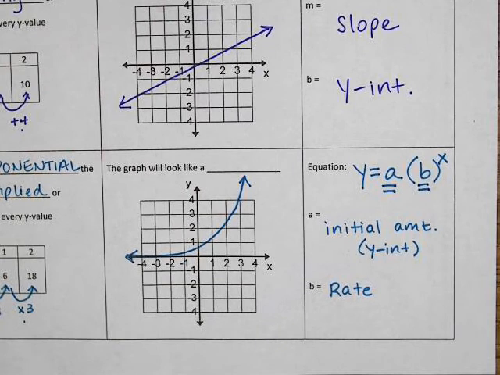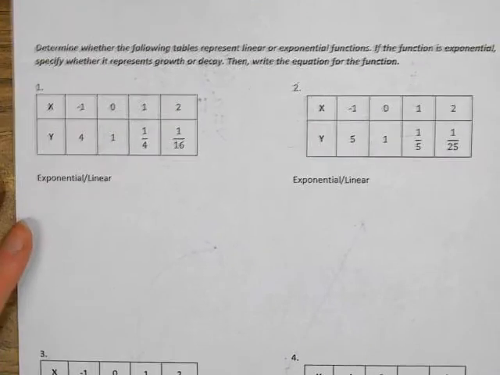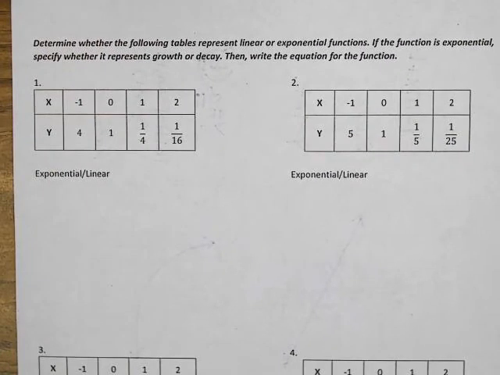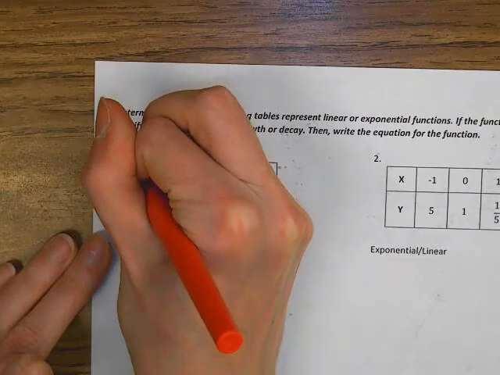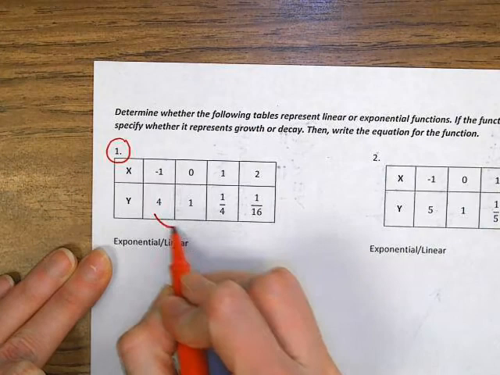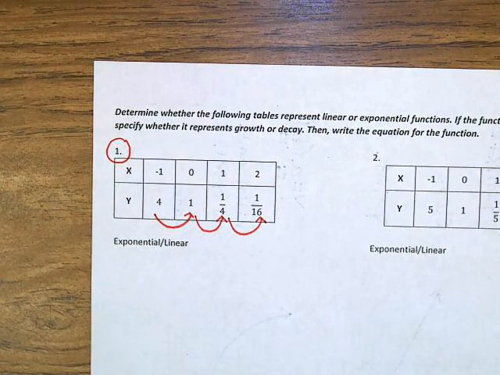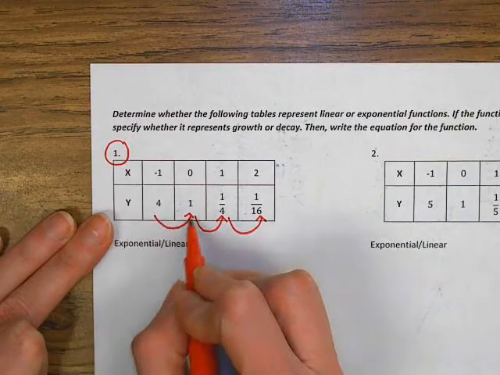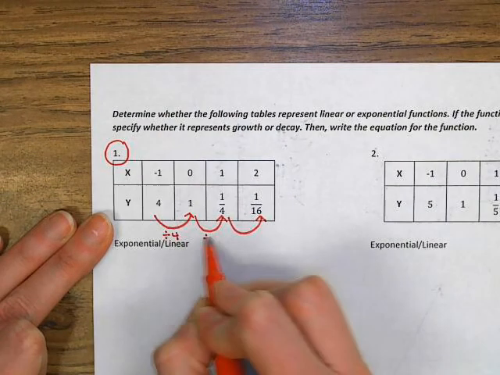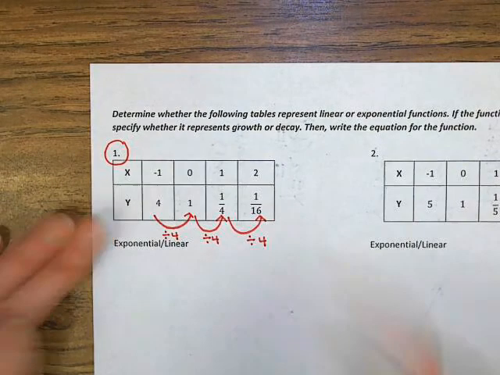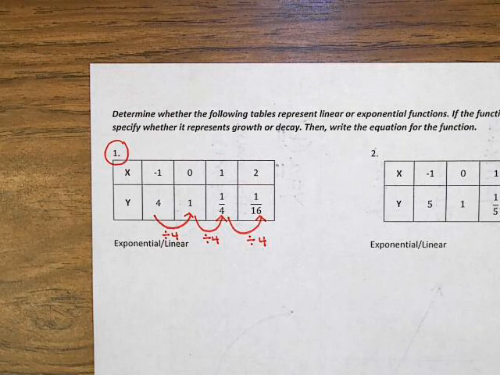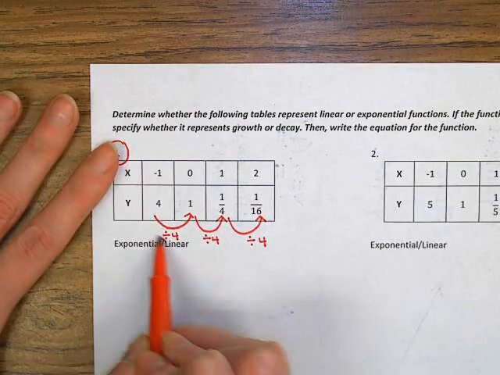All right, let's try some. So on the back, I'm going to give you a table, and I want you to tell me, is it linear or exponential, and then write the equation. All right, so we're going to do number 1. So let's see, how is y changing? What are you doing to y to get from one to the next? So how do you get from 4 to 1? 1 to 1/4, 1/4 to 1/16. And I hope you see that you're dividing by 4. Okay, so if it's multiplying or dividing, that means that it's exponential.